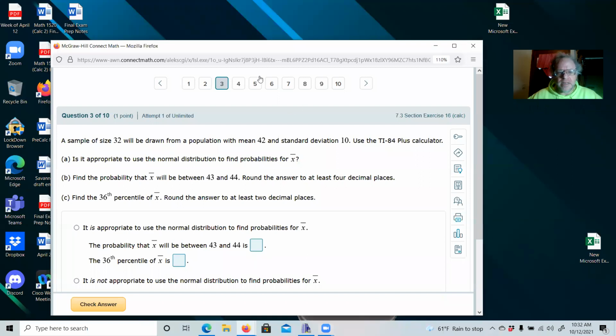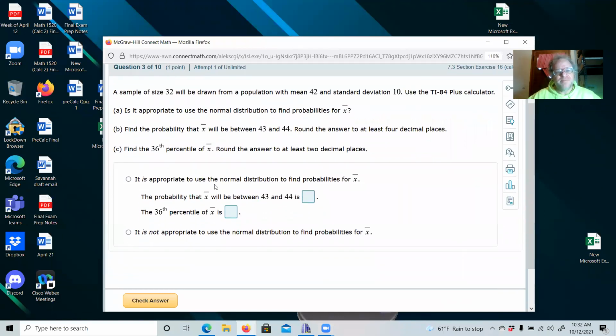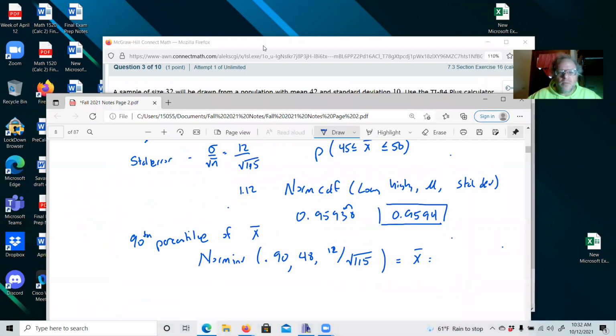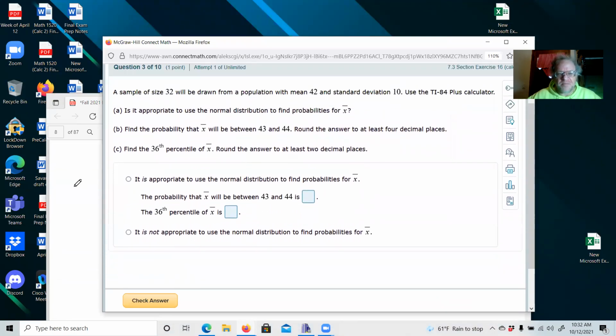Okay, so we go ahead and share the screen. And here we have some problems. Problem number 3, this is where we left off. A sample size of 32 will be drawn from a population with a mean of 42 and a standard deviation of 10. So let's go through. These are almost like this problem. I wish it had a story with it, and then I would really like this problem.